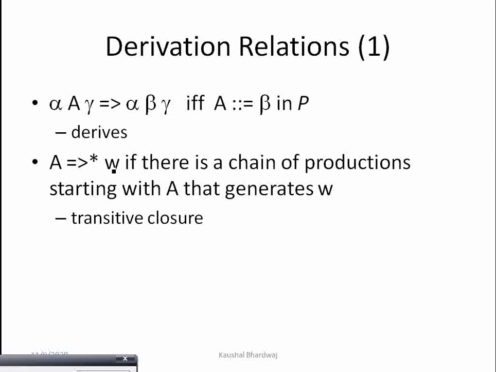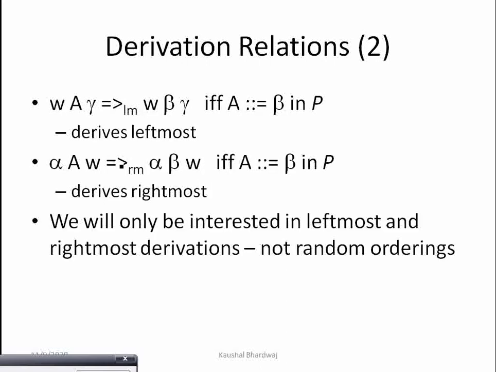Other thing is A transitively derives W, which means A can derive something, and that something can derive some other thing, and at last we can get this string W. So we can write directly A transitively derives W. The other thing I can tell you about is leftmost derivation and rightmost derivation. Let us say this W is a string of terminal symbols. On the left hand side you have all the terminal symbols, then one non-terminal, and later any combination of terminal and non-terminal symbols.